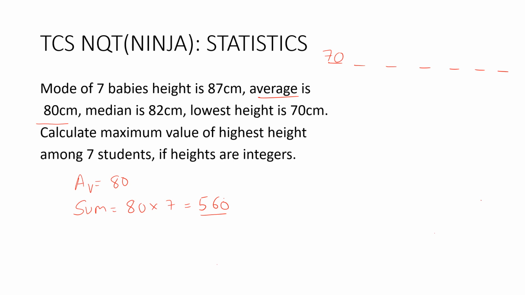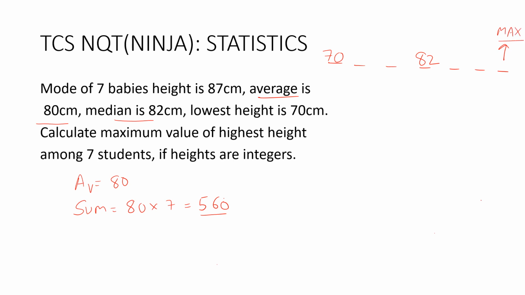Now, what else is given? Median is 82. With 7 terms, the median has to be my fourth term. This value is 82. And the lowest is 70. Okay, I've already used it. What do you need to do? You need to find the maximum value of the highest height. So you need to maximize this term.